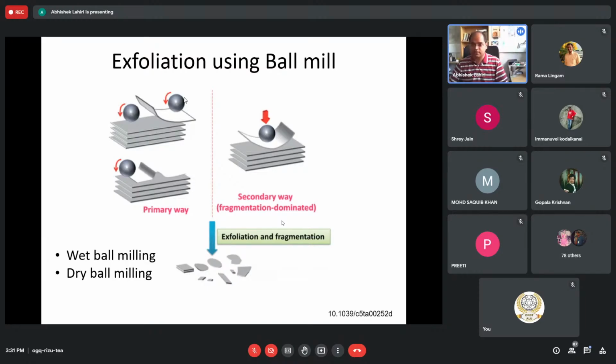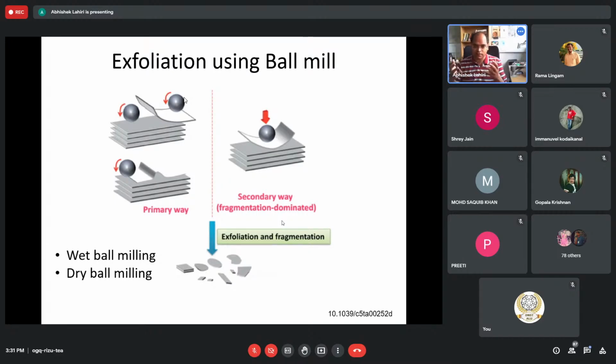There are different variables in ball mill: speed, temperature, ratio between the ball and the material of interest. So there are various parameters which have to be adjusted for a particular application, for developing a particular two-dimensional structure. But the principle again remains the same.